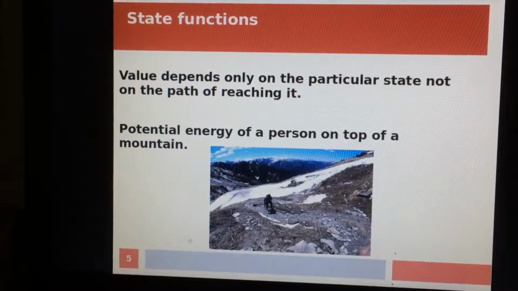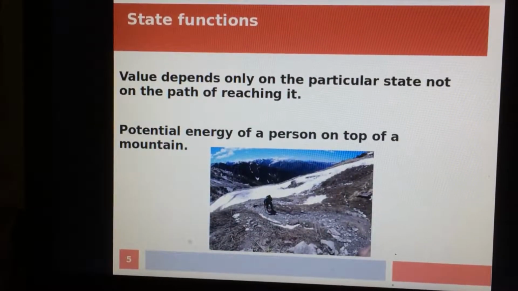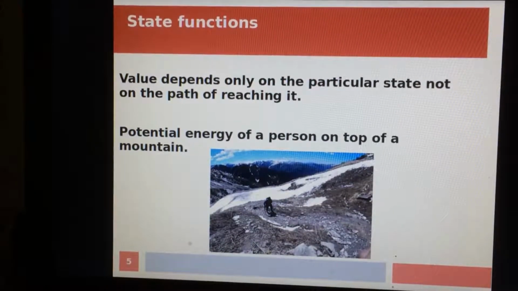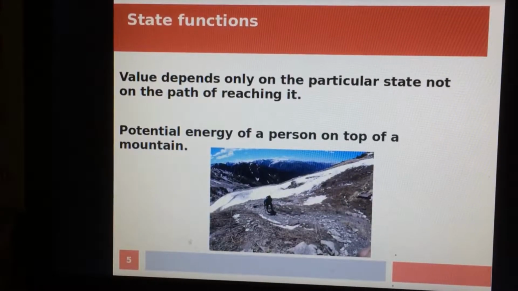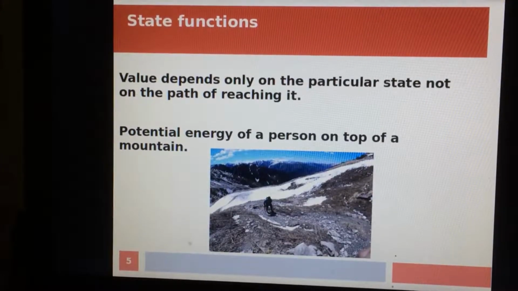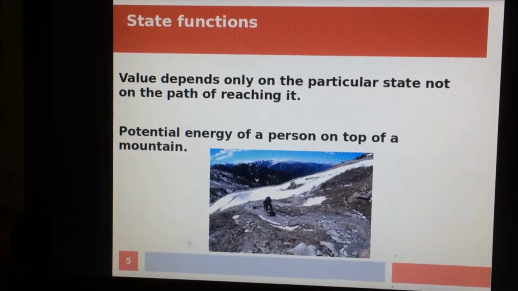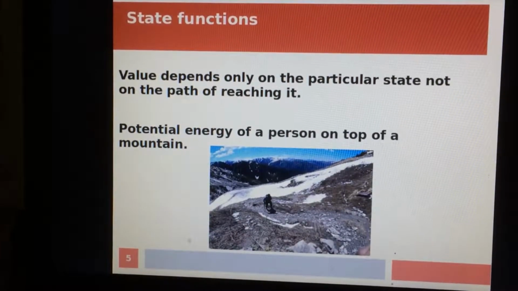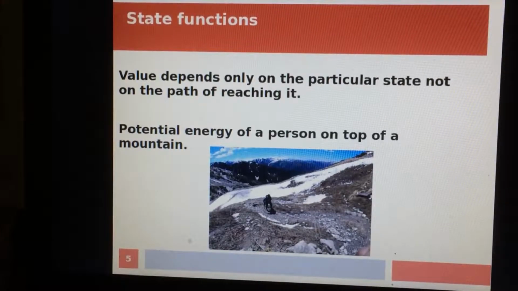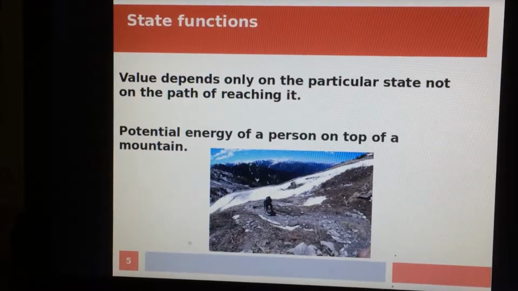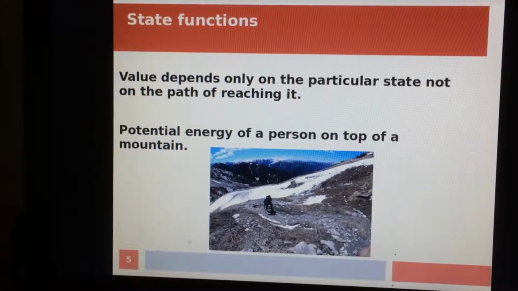So, this value depends only on the position of the person, where the person is residing or standing. It does not depend on how the person has reached that particular position. He may have taken a car, he may have taken some horses, or he may have walked all the way. So gravitational potential energy will not depend on how he reached that state.